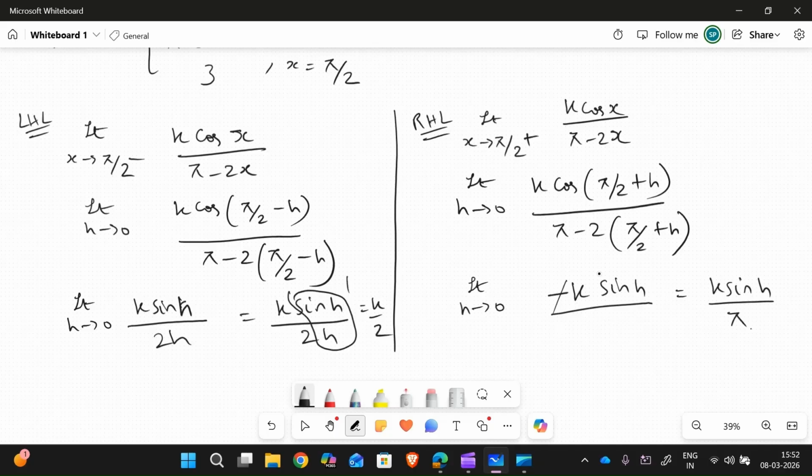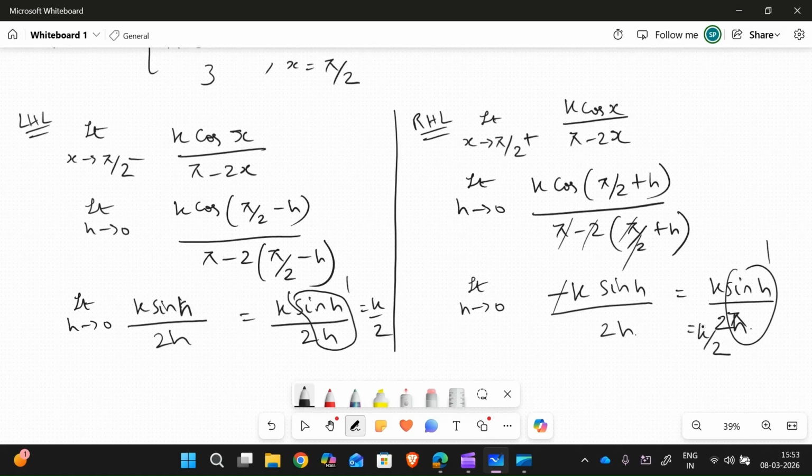Similarly, if you see here, again pi and pi cancel, 2 and 2 cancel. Now it will be 2h, 2 will be there. So you will have 2h. Again the same, 2h, sin h by h is 1, so k by 2.